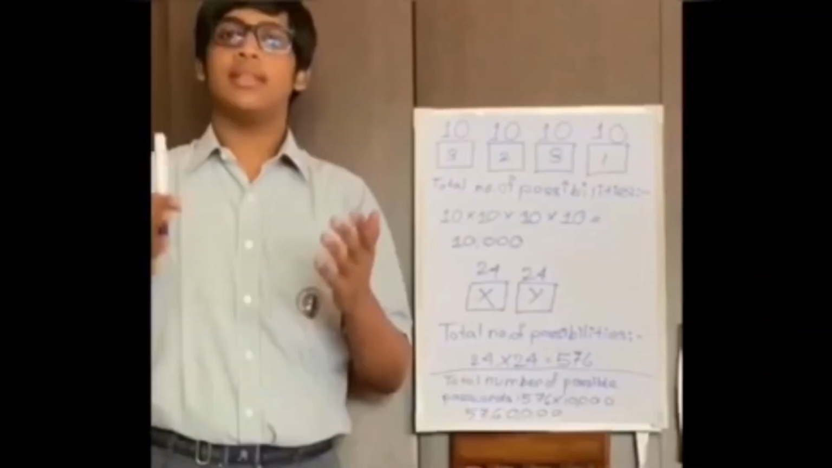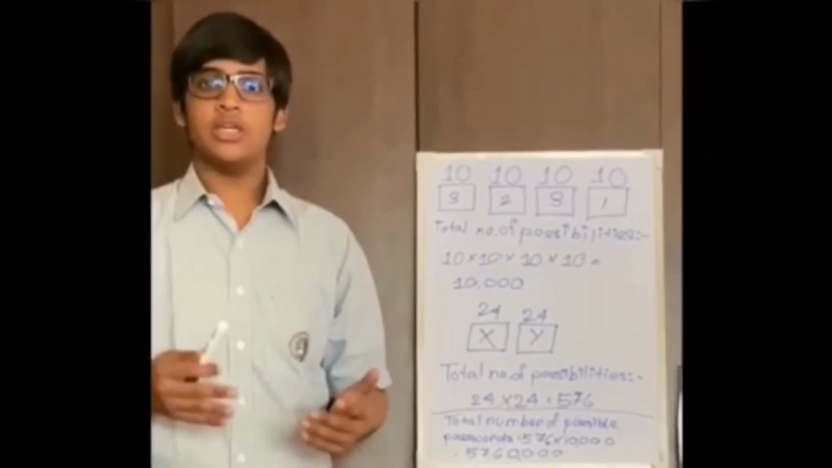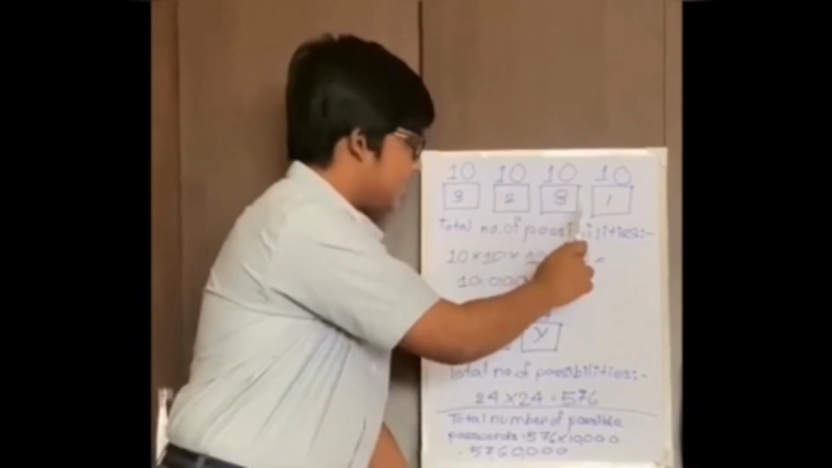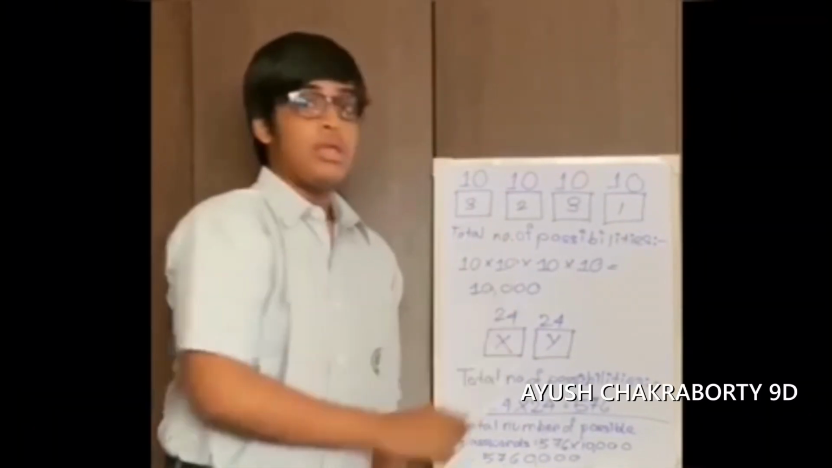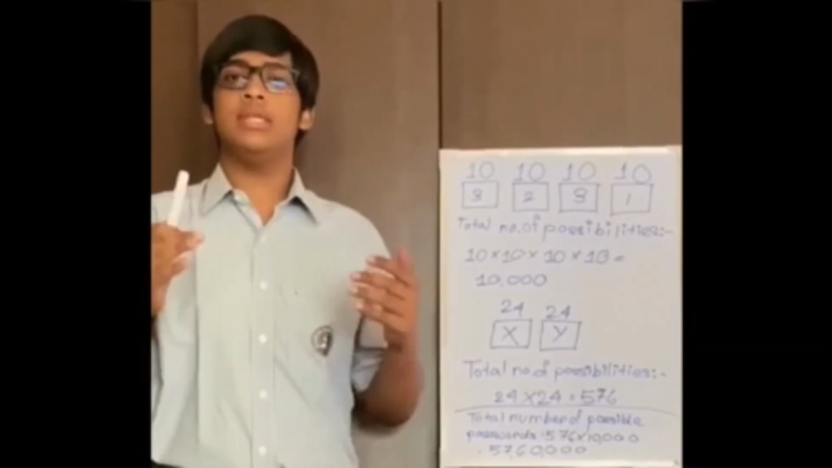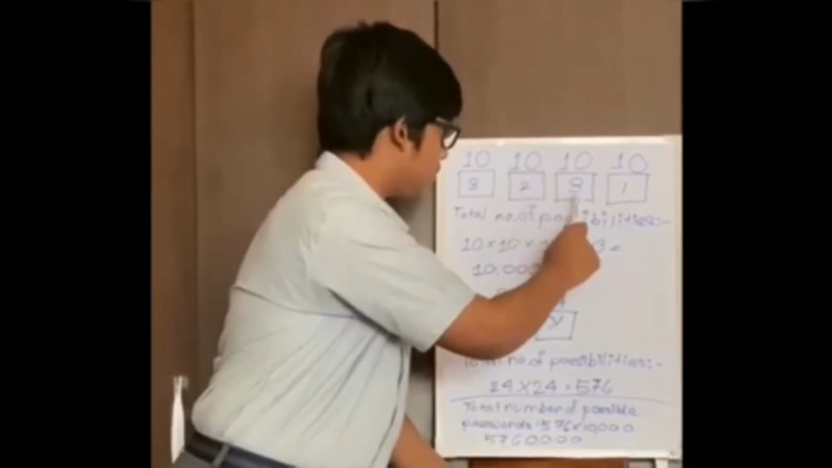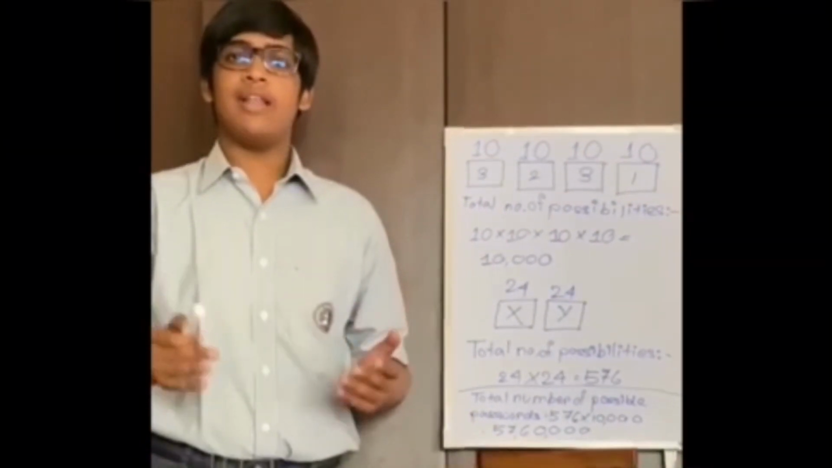Over to Ayush. Thank you, Vivan. Now we can break this problem down into 2 parts. First, we'll come to the numerical part. Now I've taken 4 boxes as there are 4 digits and the number of possibilities in each box is 10 because there are 10 digits, that is 0 to 9. Now I've taken the digits as 3, 2, 3, 1. Now 3 is repeated, as we know that we can repeat the alphabets and digits.